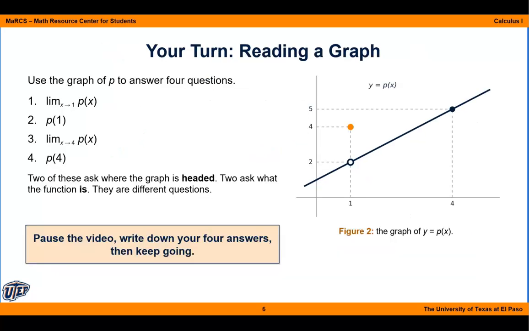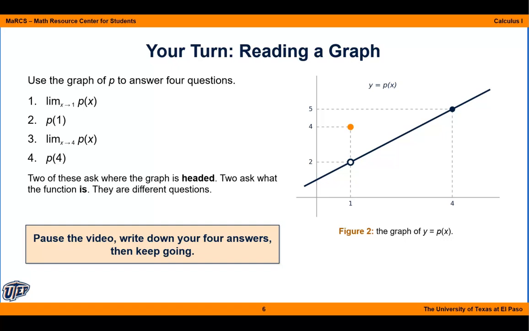Now it's your turn. Use the graph of p to answer the 4 questions shown on the slide. The first question asks for the limit as x approaches 1. The second asks for the actual function value at 1. The third asks for the limit as x approaches 4. The fourth asks for the actual function value at 4.